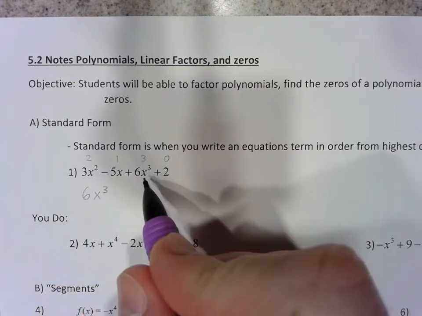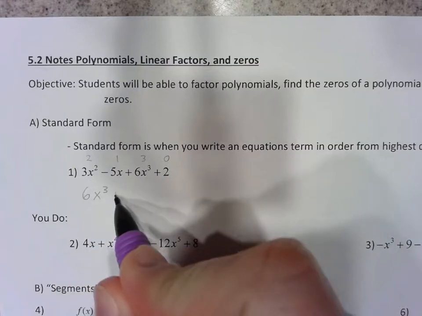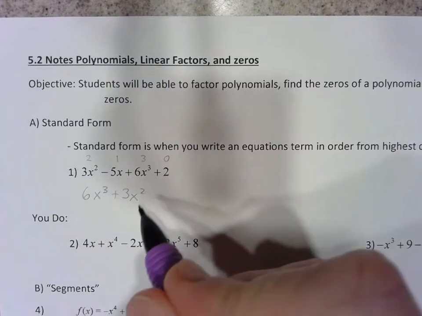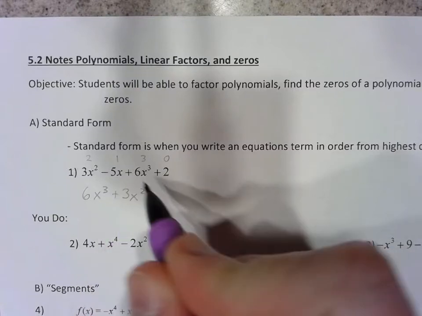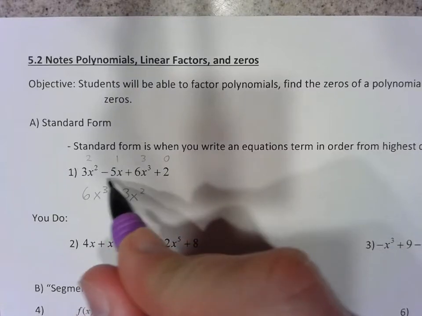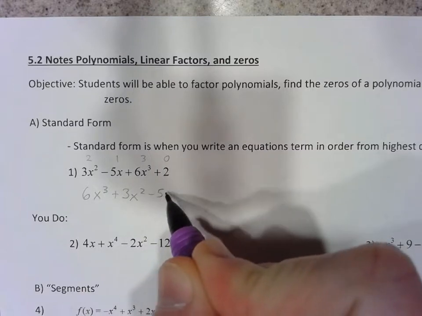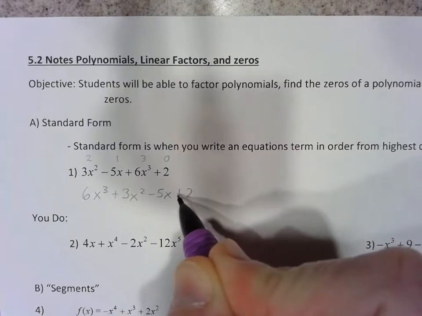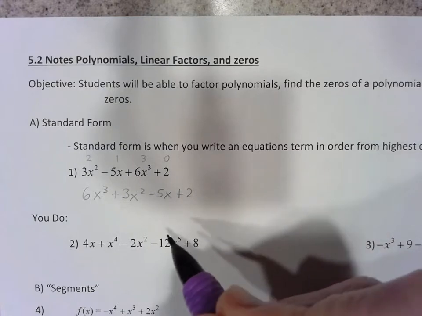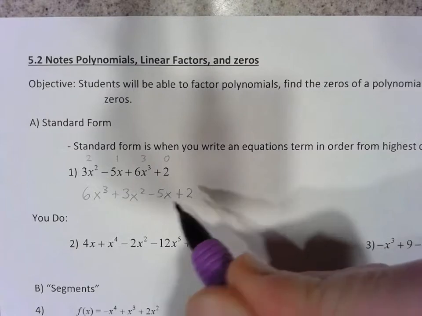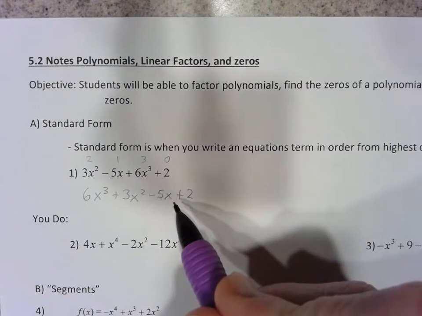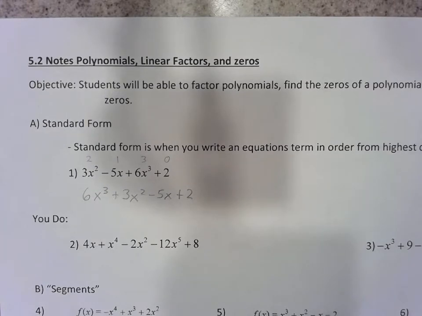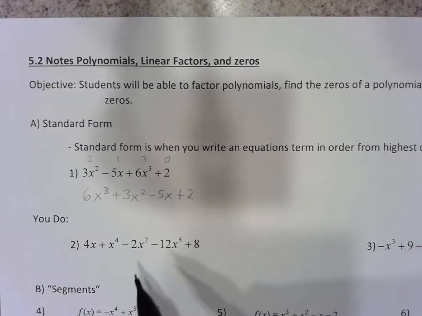Then the next one is 3x squared, and it's plus 3x squared because it's a positive 3. And then the degree 1 goes with minus 5x, and degree 0 is plus 2. And so this is our standard form for this polynomial. Okay, so you can do numbers 2 and 3.